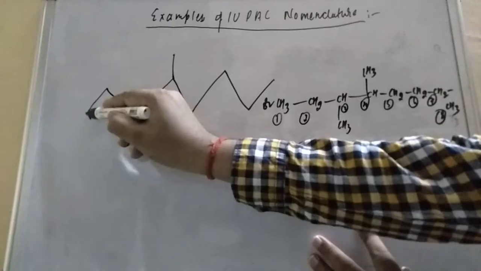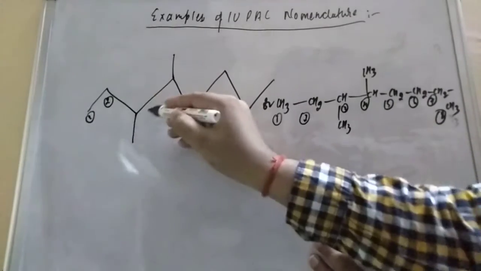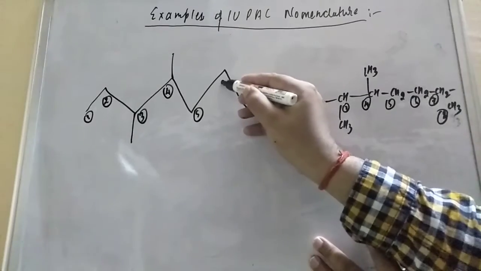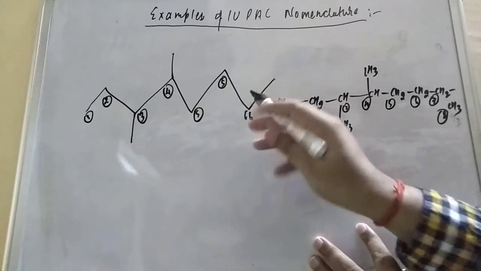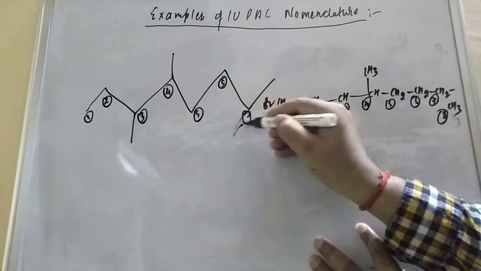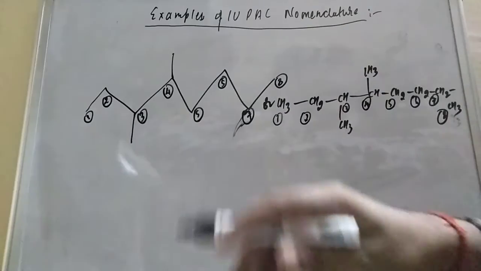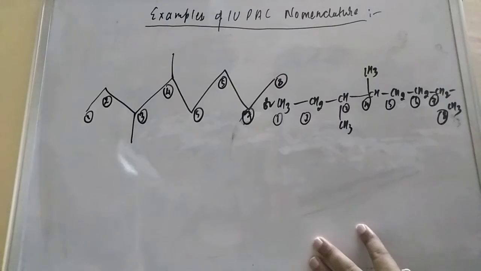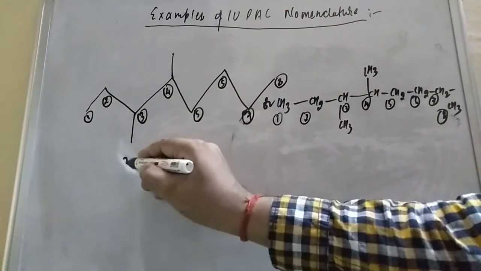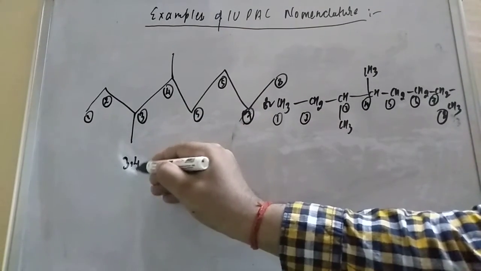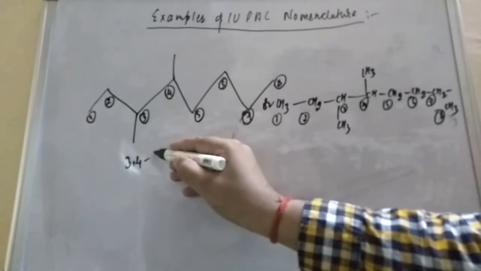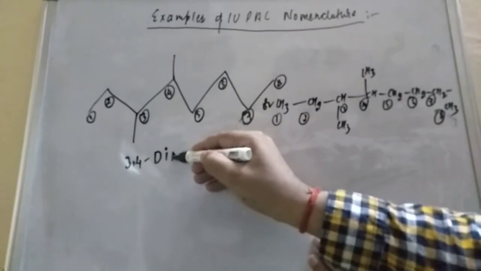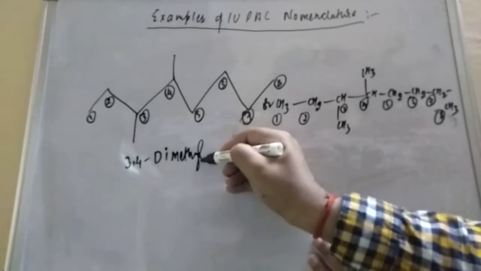Similarly, you can do the numbering here: 1, 2, 3, 4, 5, 6, 7, and this one is 8. On the 2 position, if anything is coming 2 times, the term we use is di. So on 3 and 4, what is coming 2 times is the methyl group, student. 2, 4 di. The name of this prefix is methyl. 2, 4 dimethyl.